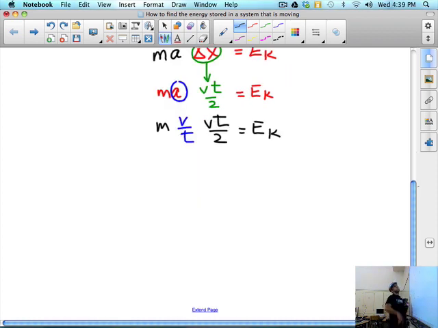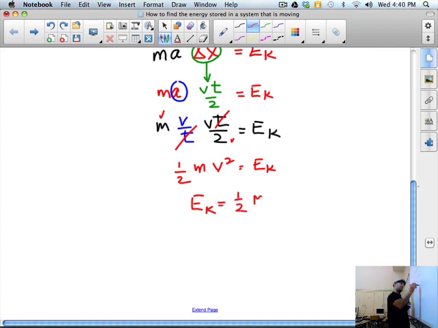Do you see what happens right off the bat? Our t's are gone because t divided by t is 1. And our equation simply becomes kinetic energy equals 1/2, that's the 2 in the denominator, m, that's the m, and there's 2 v's there, so it's going to be v squared. So let me write it correctly here. Kinetic energy is equal to 1/2 mv squared.